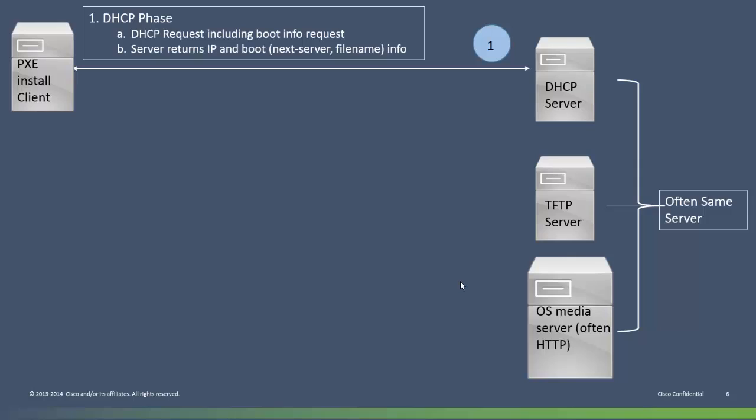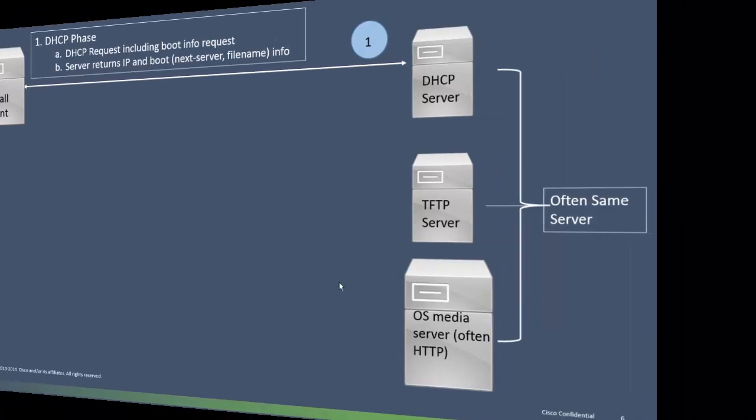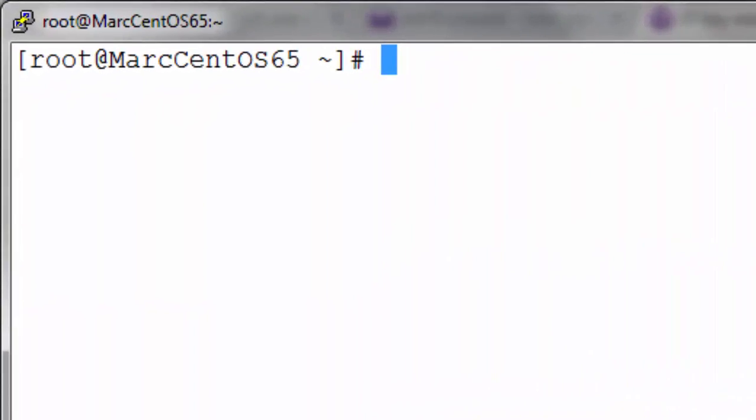In the DHCP phase, the client is requesting not only the usual IP information, but also boot information. The boot information returned by the DHCP server is the next server information, which is just the IP information for the TFTP server, and a file name, which is just a file name for a bootloader that will be retrieved from the TFTP server. Pausing there to look at the online example.